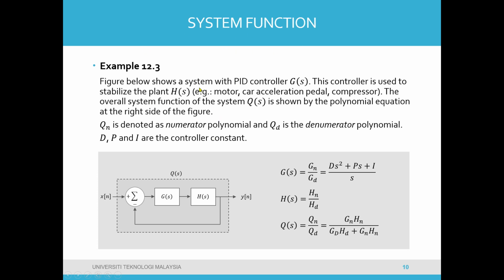You can see here, the figure shows the system of a PID controller. This is one type of controller. The controller is used to stabilize the plant. So this is the system, usually called a plant. It can be a car or a charger. So this is the controller, making sure that the car doesn't go wild. Maybe this is a nuclear power plant, so this controller prevents the nuclear plant from meltdown.